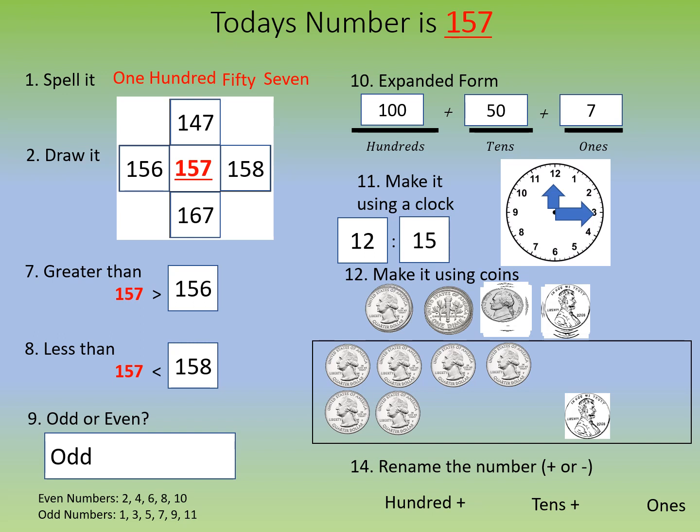And we're not going to use quarters anymore. We're going to use a nickel. So now we have $1.55, $1.56, $1.57. We used 6 quarters, 1 nickel, and 2 pennies to make $1.57.